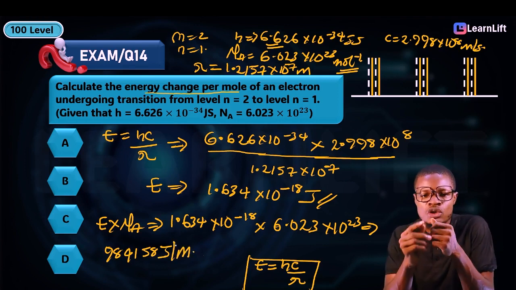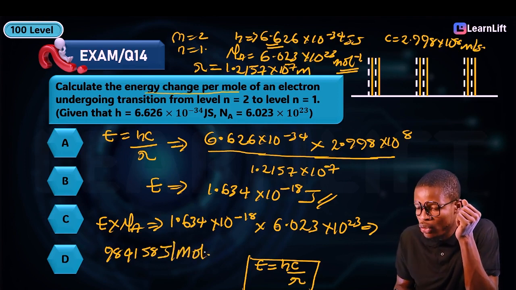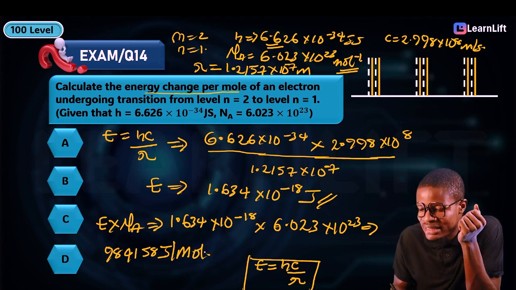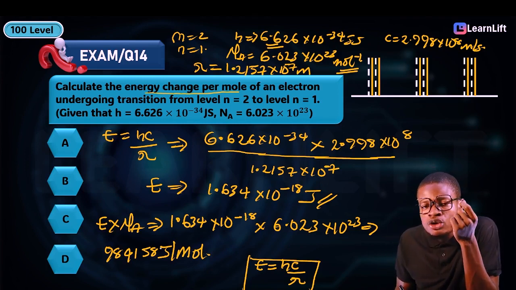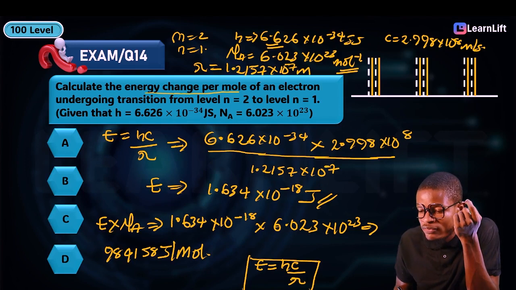But hold on, let me show you something here very quickly. That's your joules per mole. Let me show you something here very quickly. You will see that if this is in joules per mole, your answer may not come in joules per mole. It may even come in kilo.